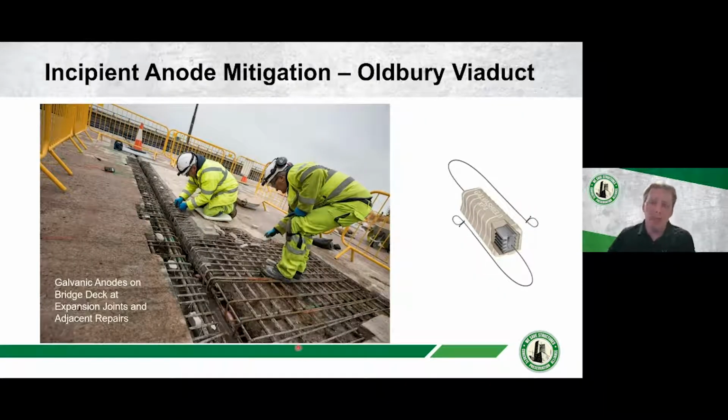So, incipient anode mitigation. As we can see here, it's a bridge deck. Probably used some de-icing salts. These joints always seem to be a problem area.